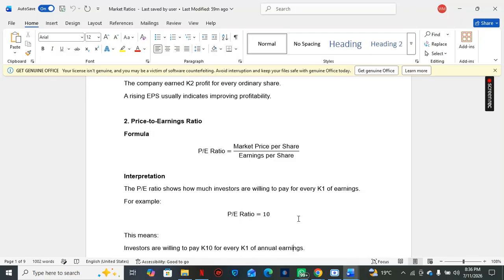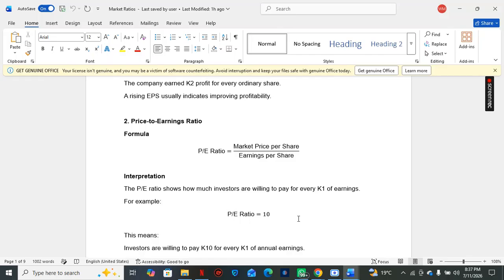If that company is making profits and their share price is increasing, then what that's going to signal to investors is that the company is being successful. So the more successful a company is, the more investors are willing to pay for every one kwacha of earnings for that company. But if a company is doing badly, then investors don't want to pay a lot for the earnings of that company. They want to pay less.